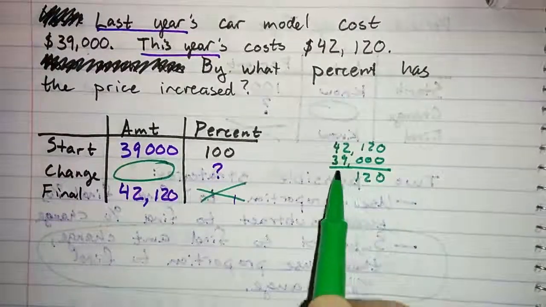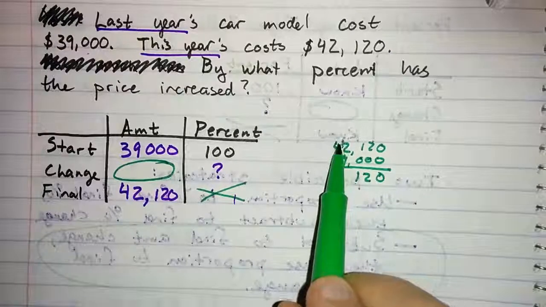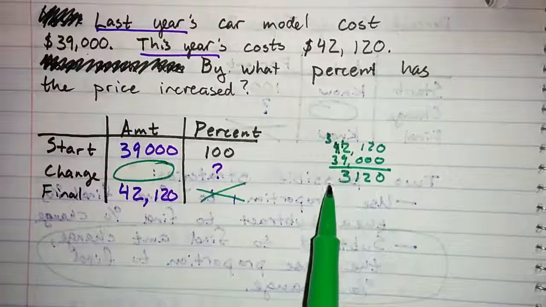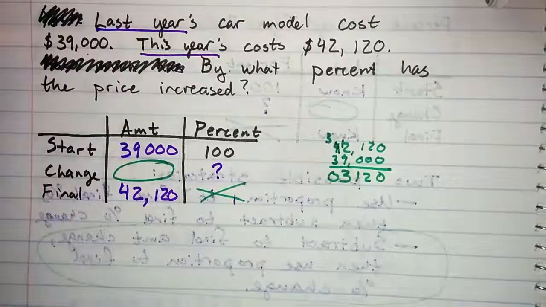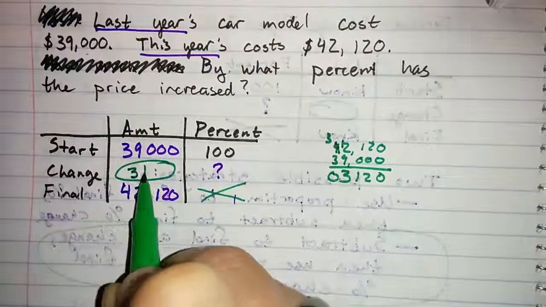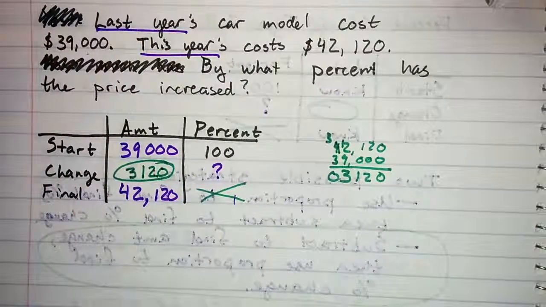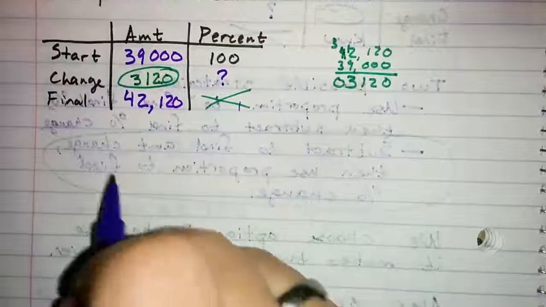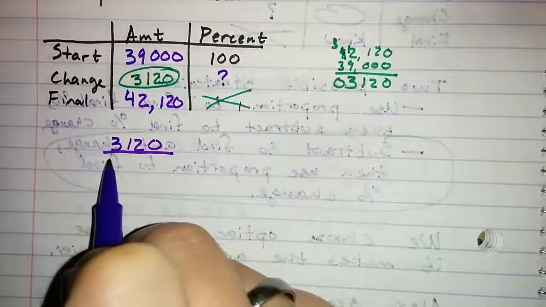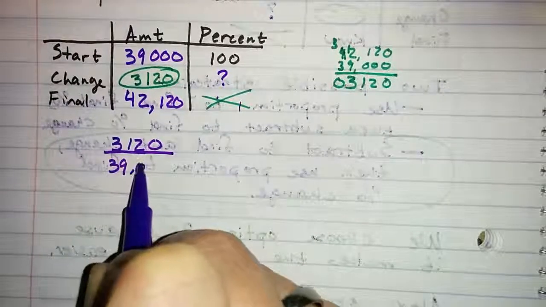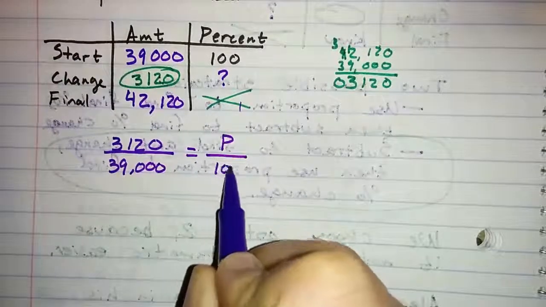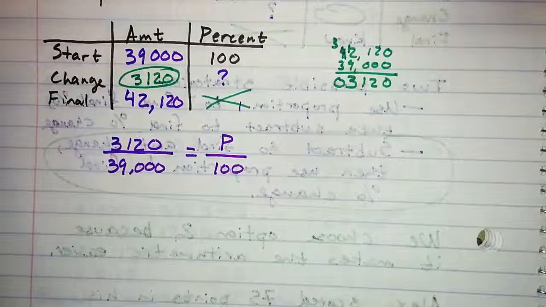0, 2, 1. 2 minus 9 I can't do, I'll need to borrow. 12 minus 9 is 3. 3 minus 3 is 0. So the amount change was 3,120. Now we'll set up the proportion. The amount change over the starting amount is the unknown percent change over 100.